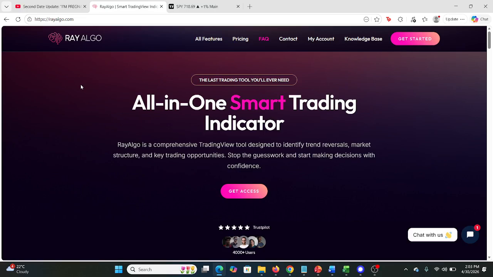If you've ever bought the top or sold the bottom of the market, today's video is exactly what you need to see. We're going to be breaking down one of the most powerful features inside RayAlgo, which I just purchased a few days ago and have been testing out. We're going to be looking at the trend reversal signals and how you can use them to catch moves before they happen instead of reacting too late. So let's get straight into it.